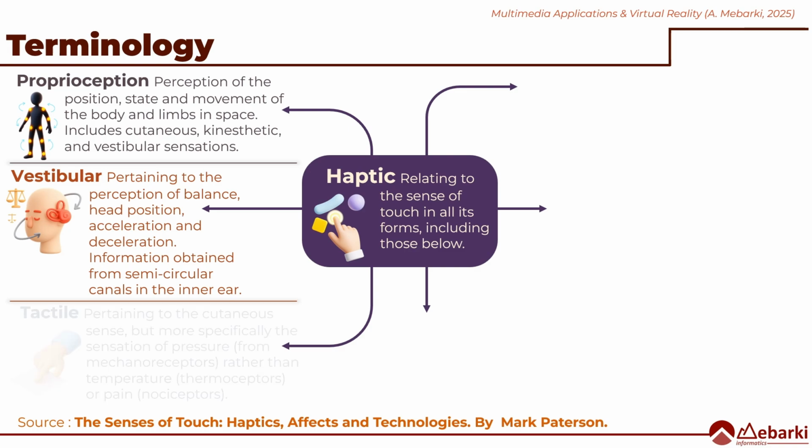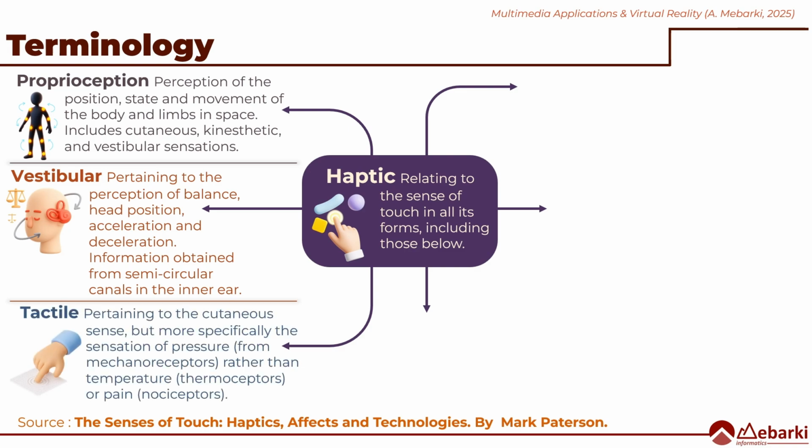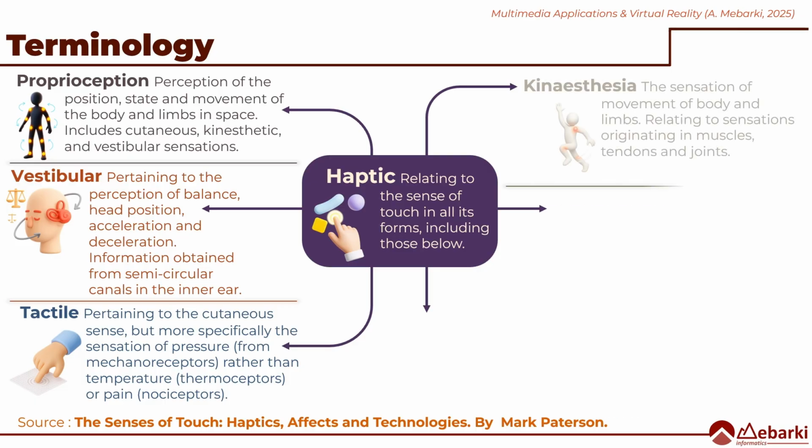The tactile sense concerns surface contact and pressure perceived through the skin. In VR, tactile feedback is typically produced using vibration, pressure, or texture simulation to convey contact with virtual objects, buttons, or surfaces. Kinesthesia refers to the perception of movement and effort originating from muscles, tendons, and joints.